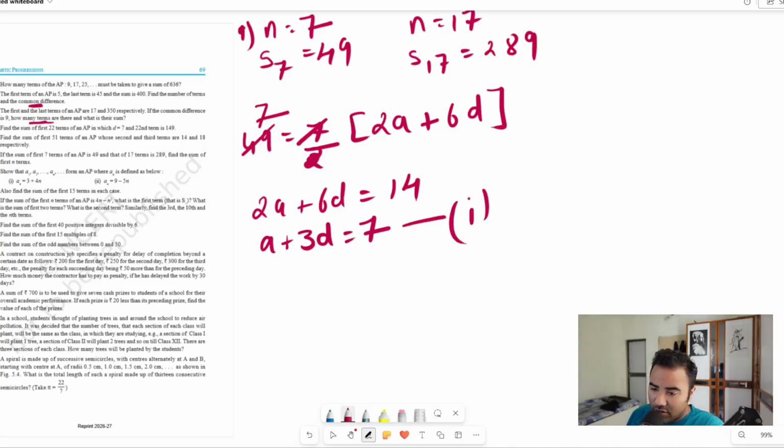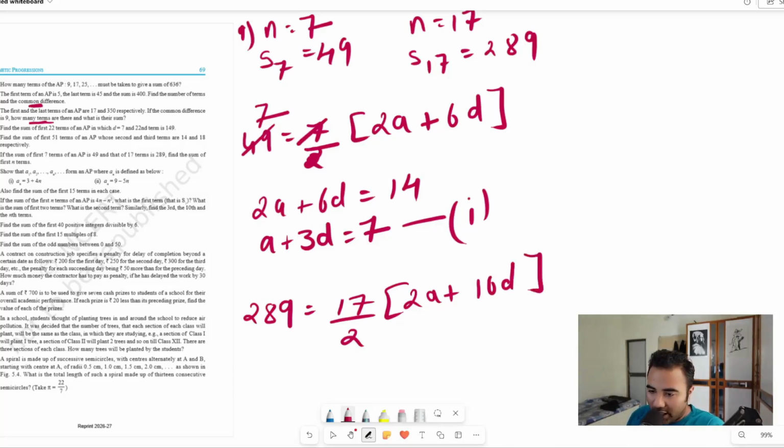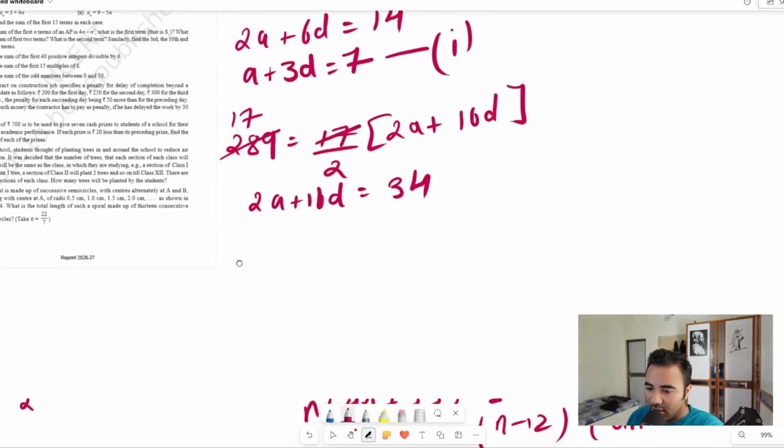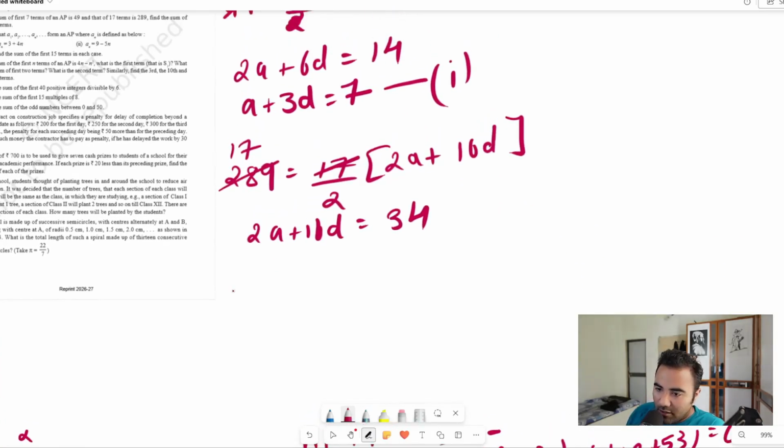Second, n is equal to 17. So 289 is equal to 17 upon 2, 2a plus, total number of terms are 17, 17 minus 1 is 16, 16d. Now 289 is the square of 17. So 17 17s are 289, 17 2s are 34. So we'll write 2a plus 16d is equal to 34. We can still simplify this by taking 2 common on both sides. So a plus 8d is equal to 17. This is your second equation.